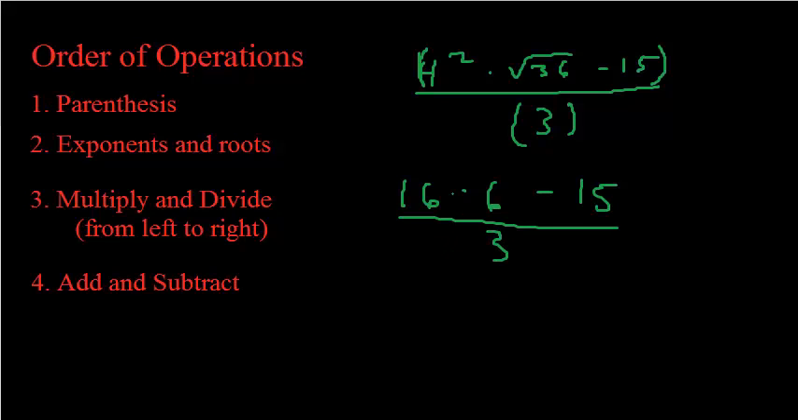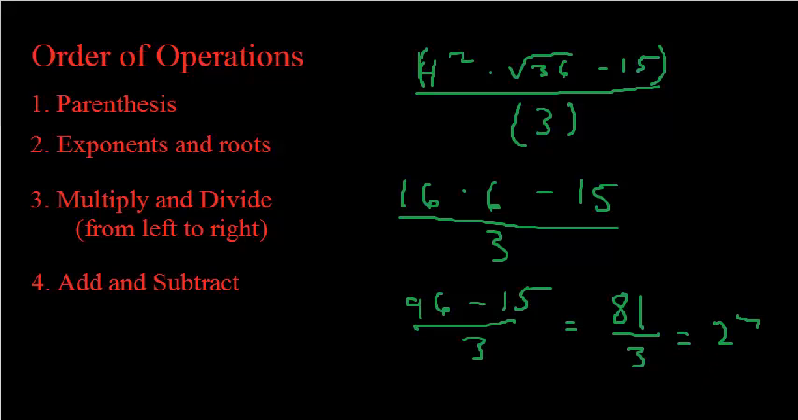Next, there are no more exponents or roots, so we will multiply and divide. Right here, multiplication is our next step. We're not going to do that division again until the very end. So 16 times 6 gives me 96, minus that 15, over 3. Now I do my subtraction here. 96 minus 15 gives me 81 over 3. And 81 divided by 3 is 27. And that is my final answer.